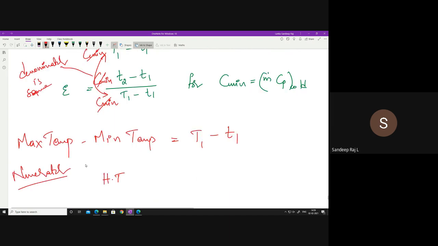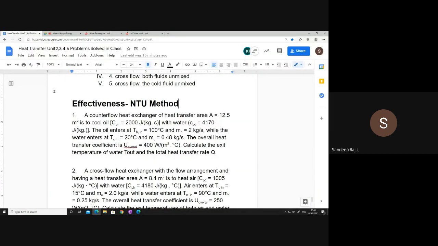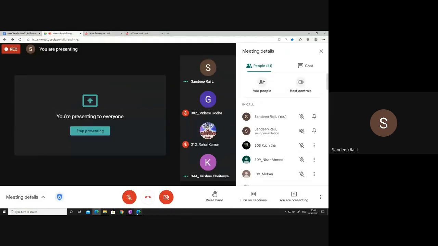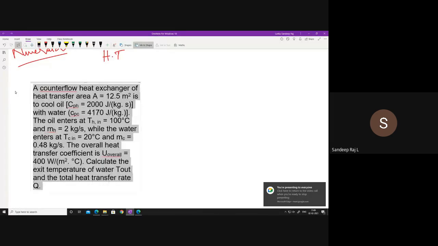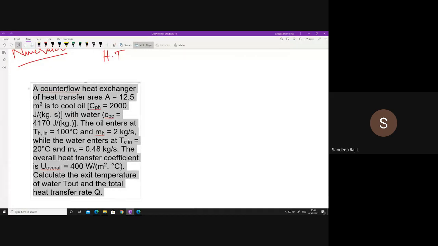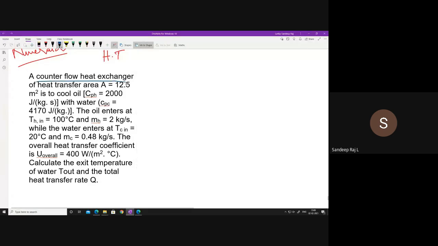So let us move to a problem and solve it. Then you will understand the use of this part. So here you have a counterflow heat exchanger. This is what he is giving you. This is a counterflow heat exchanger that is given in the question, and the heat transfer area is given here as 12.5 meter square. Interestingly, the area is given here.